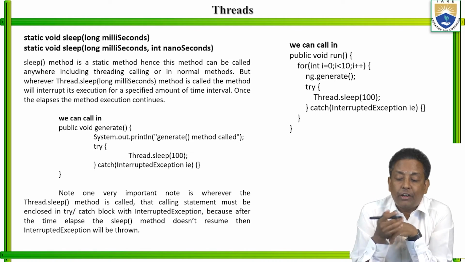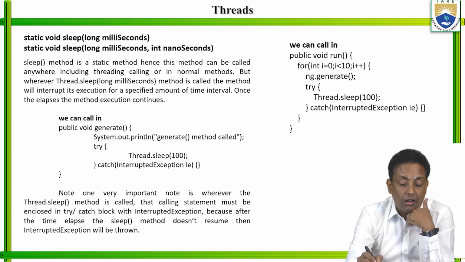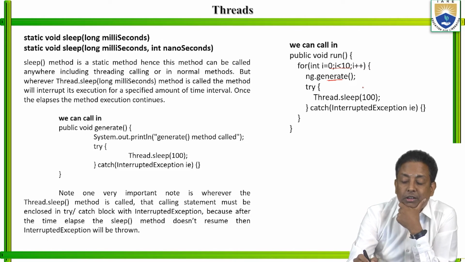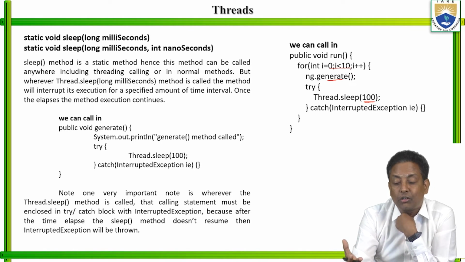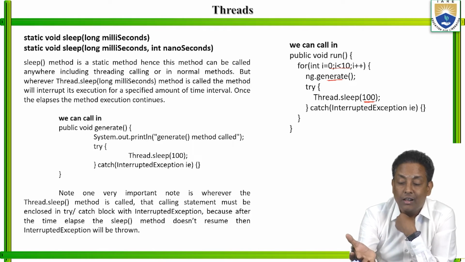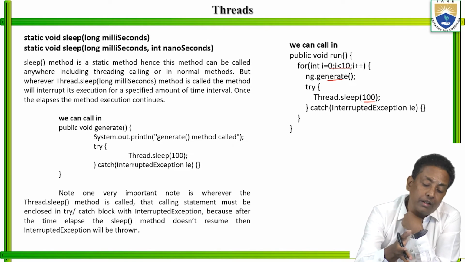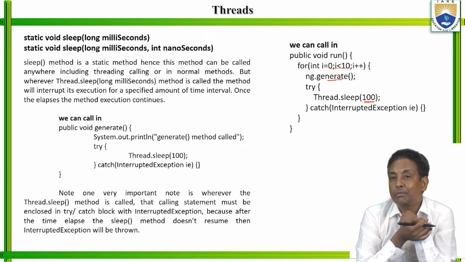The second place where we can use it is while implementing the thread. From the run method, we are calling the generate method 100 times or 10 times. Each time we call the method, you write thread.sleep for 100. If at all you want to call thread.sleep, you can call it in the run method before or after calling the method. Mostly it is preferred to call it from the method where the logic is implemented, like the generate method.